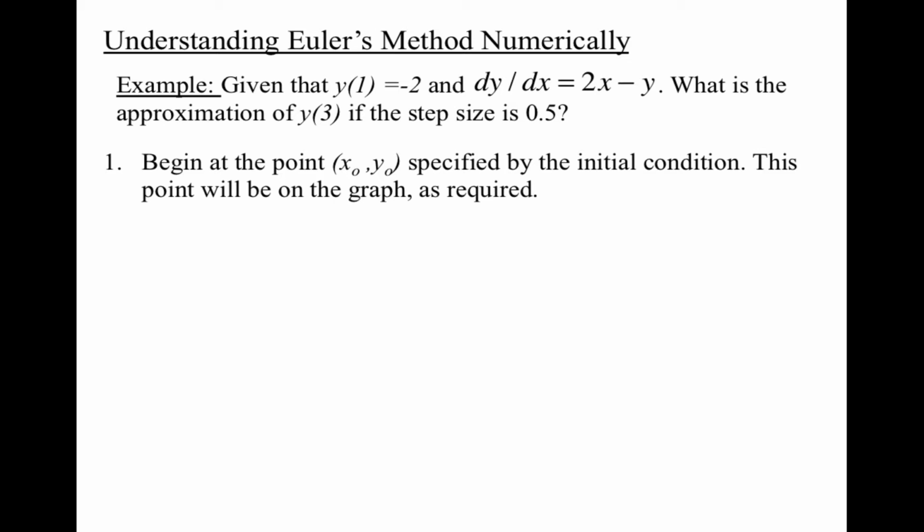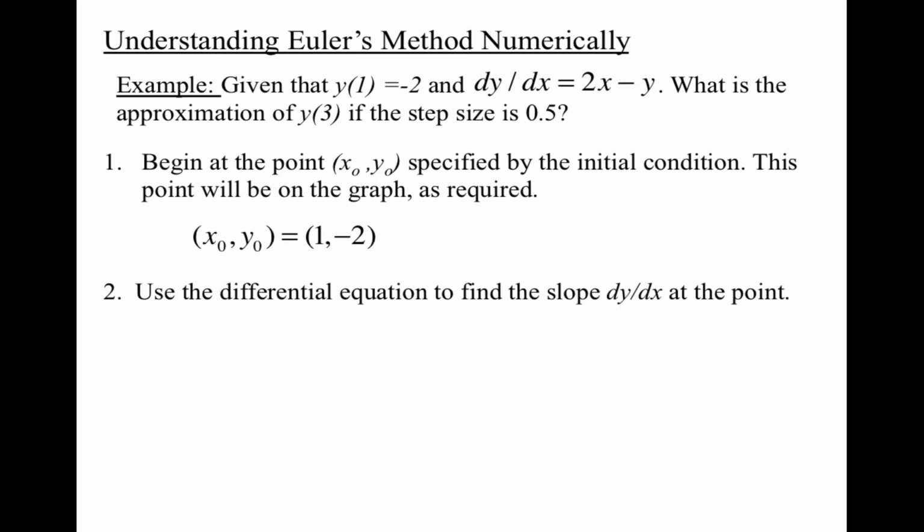You're going to first start with the point (x naught, y naught), so your starting condition. And this point will be on the graph as required. So here's my starting point. I am then going to use the differential equation to find the slope dy/dx at that point. Using my dy/dx equals 2x minus y to get the slope of the tangent line at that point, I'm going to plug in 1 for x and -2 for y to get a slope of 4.